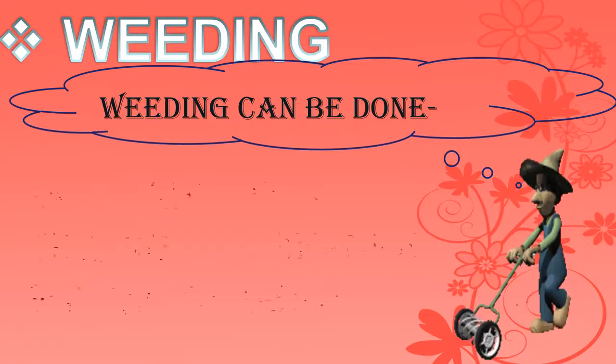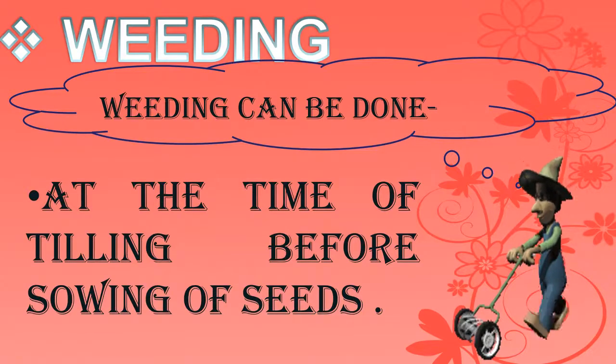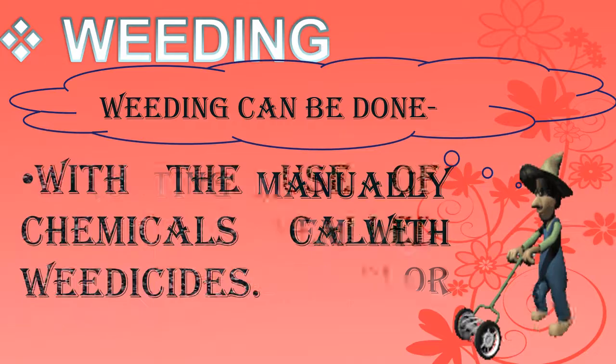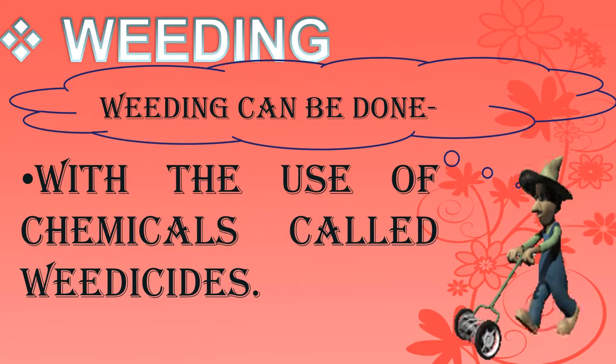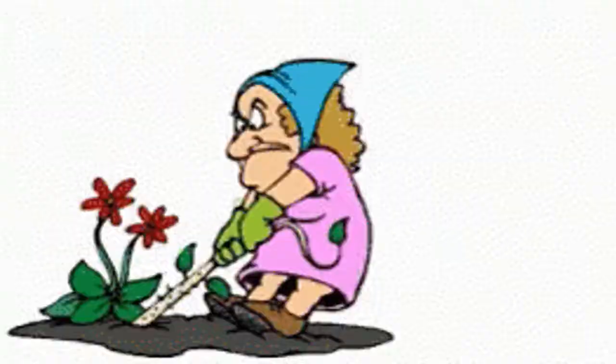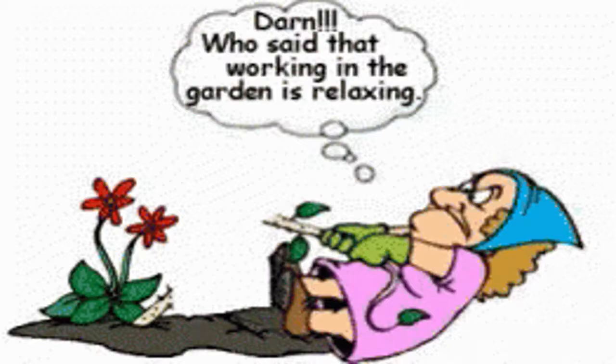Weeding can be done at the time of preparation of soil before sowing of seeds. We can uproot the weeds manually by hand or we can cut them with the help of khurpi or seed drill. We can also use some chemicals to remove weeds. These chemicals are called weedicides. Manual removal of weeds is not an easy task.